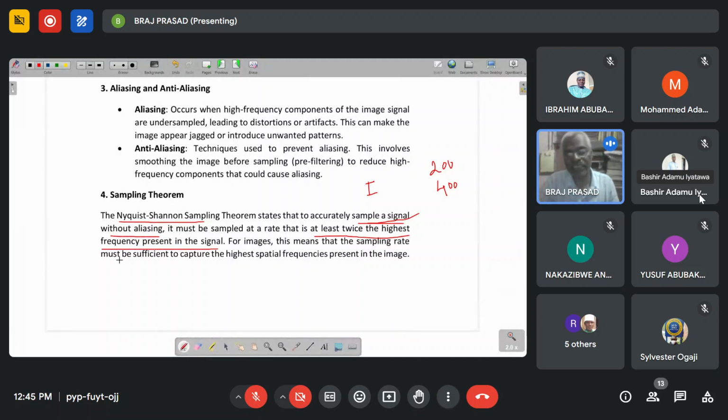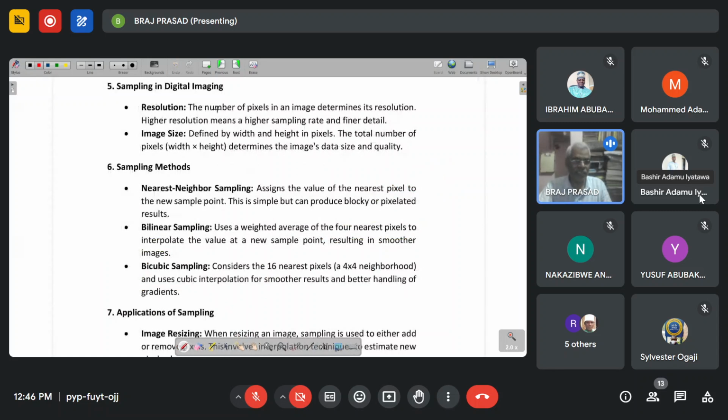The Nyquist theorem is also used in our sound topics. For images, this means that the sampling rate must be sufficient to capture the highest spatial frequencies present in the image. Sampling in digital images: we will use resolution, and it is nothing but the number of pixels. And image size means, for example, one square size image, two square size image, three square size image, so this is the size. And the number of pixels in this size is called resolution.